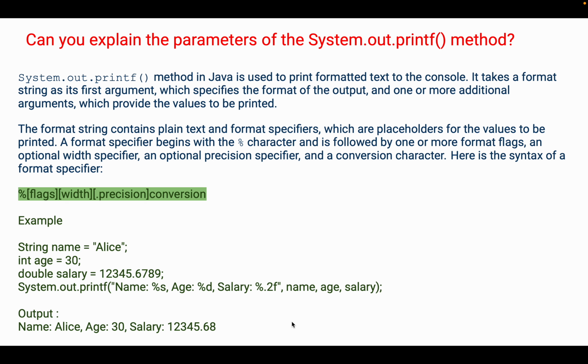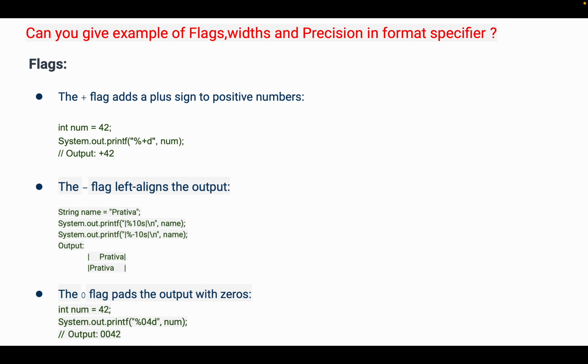Okay, so now let's move to the next slide. Can you give an example of flags, width and precision in format specifier? This can be another question. So now let's look at all of these in detail individually.